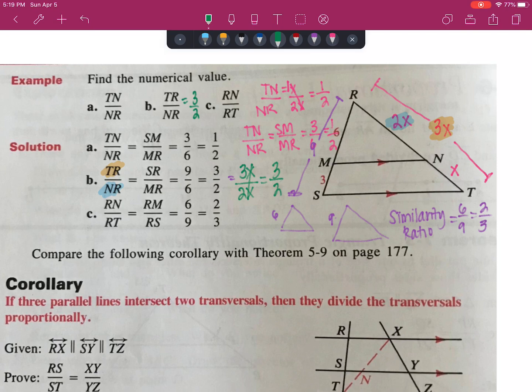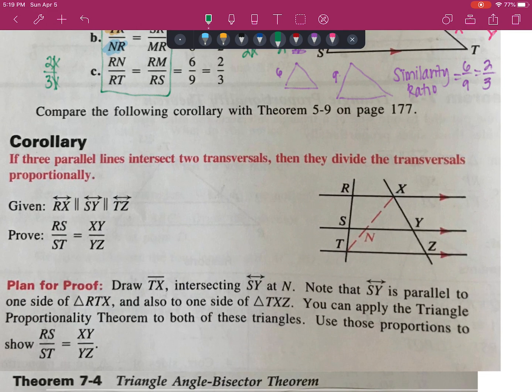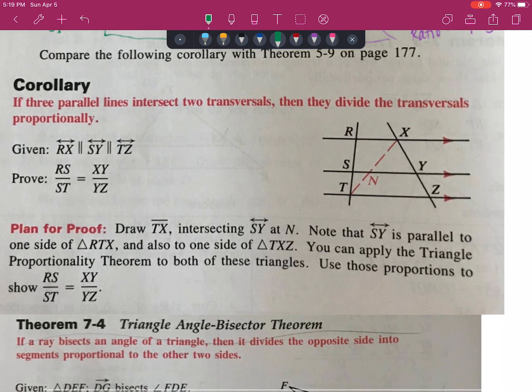I kind of like the way I did it with the x, the 2x and the 3x, because it's a little bit faster for me. But they're showing you here the triangle proportionality theorem. So that is what they're showing you. You can also use that triangle proportionality theorem to do what I'm doing with the x and the 2x and the 3x. And then RN over RT, 2x over 3x, is how I get the 2/3 a little bit differently than they're getting it. But from the same premise.